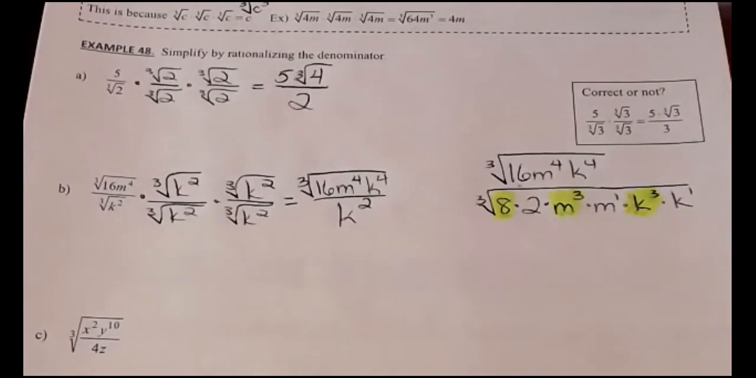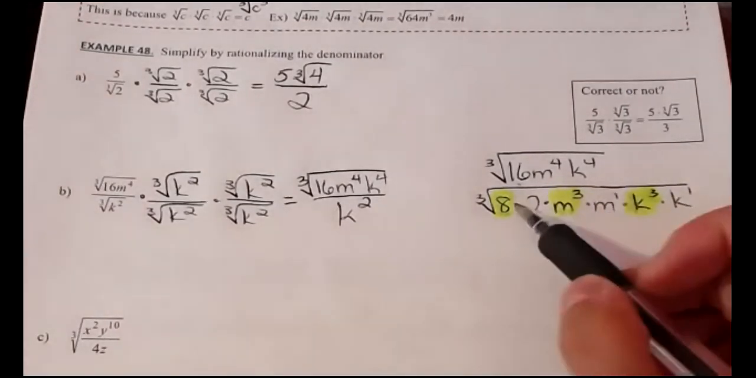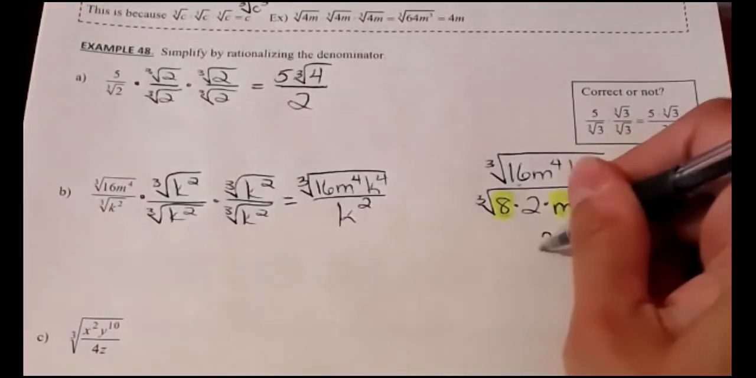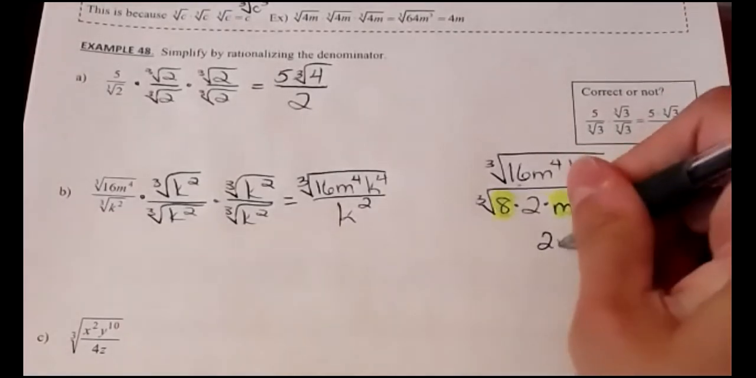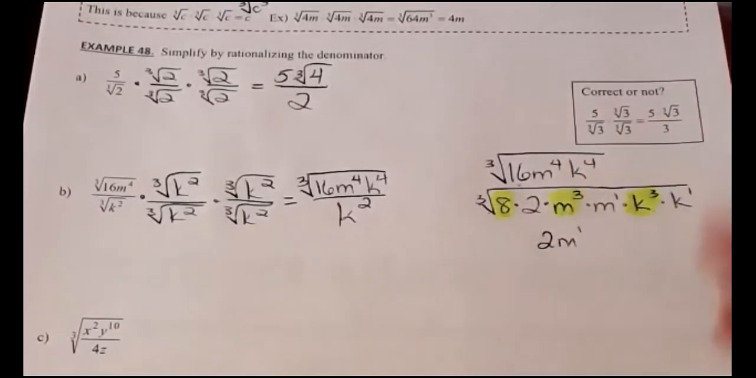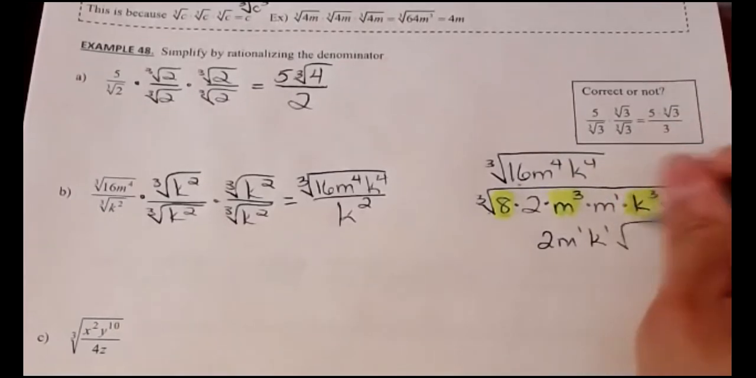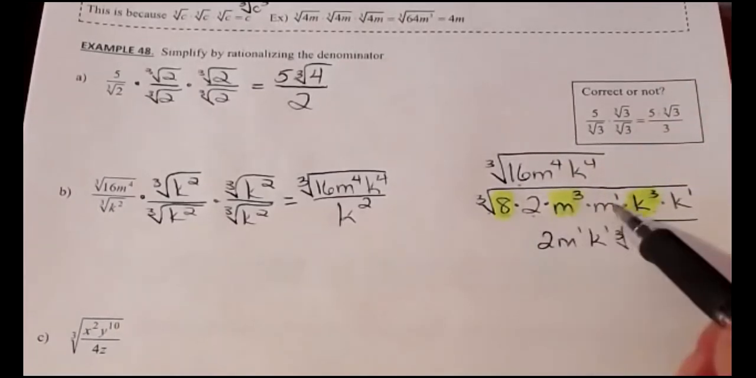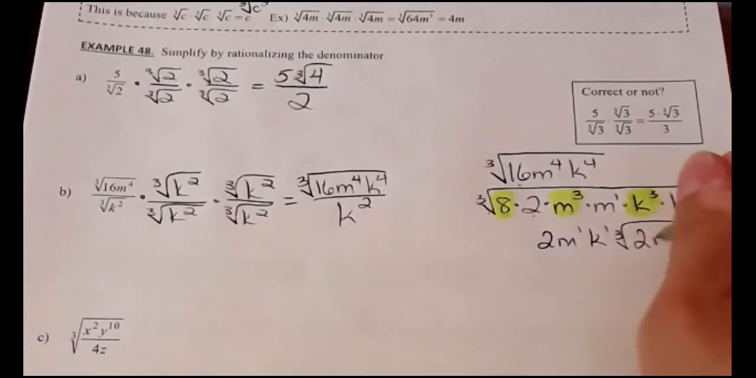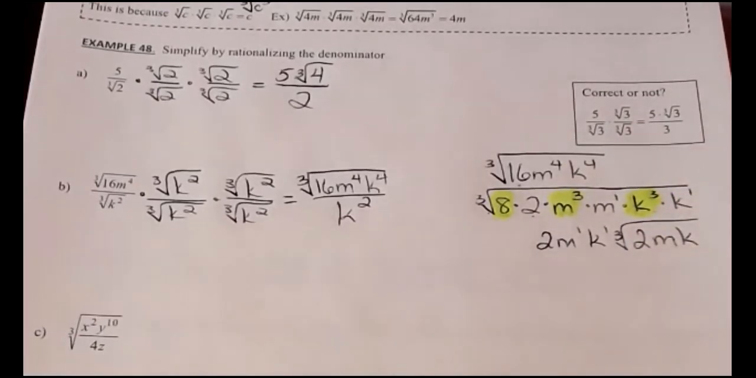So I'm going to go ahead and write down what this becomes. The cube root of 8 is 2. Cube root of m to the third is m to the first. Cube root of k to the third is k to the first. And we're left with the cube root of 2mk. And you can write each of those to the first power if you would like. Please stop me if I'm moving too fast or if something doesn't make sense. I'd be happy to break it down further. Okay, please stop me if something's not clear.